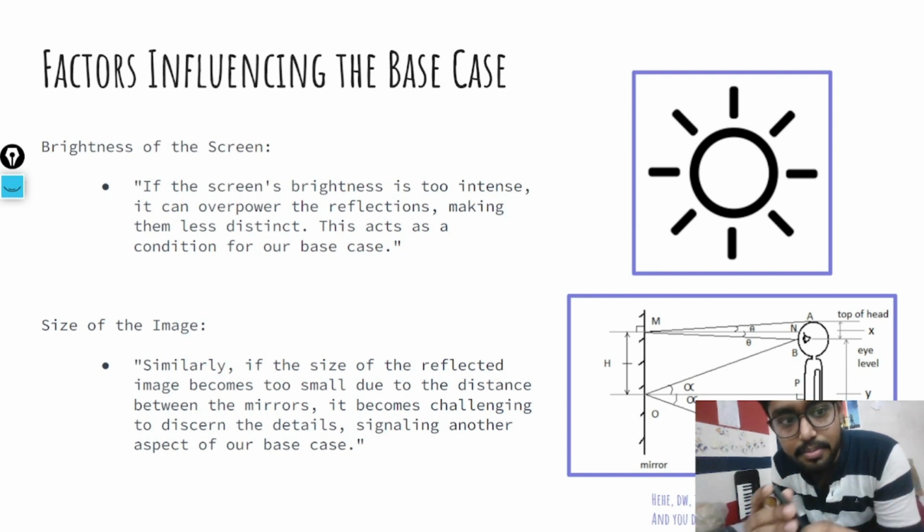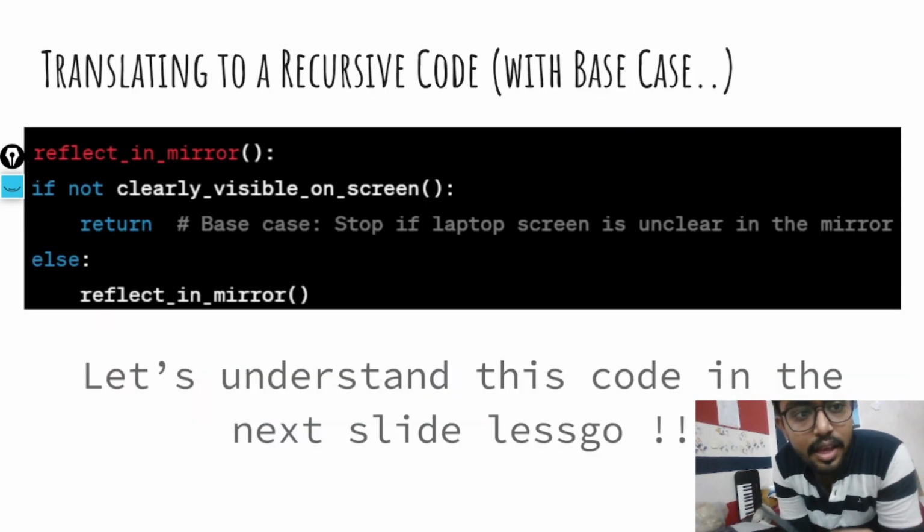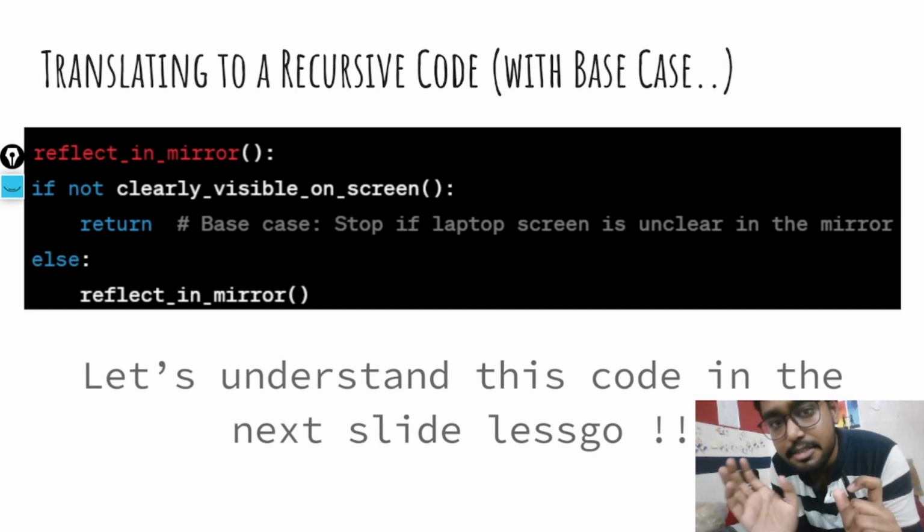So there needs to be a moderate brightness and size of the image, because if the image keeps getting smaller and smaller, you won't be able to see it after a point with your naked eyes, of course. So translating it into recursive code with a base case, you can say that reflect in mirror is a recursive code, and the base case is: if not clearly visible on the screen, return, otherwise reflect again. And whenever it reflects again, it will again check. If not clearly visible on the screen, return, then it will reflect.